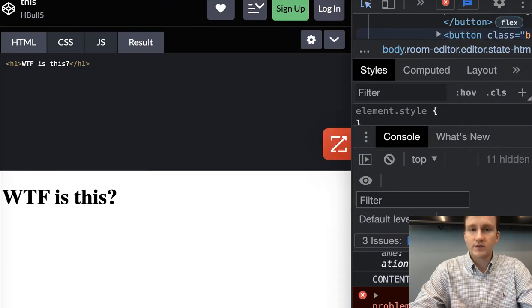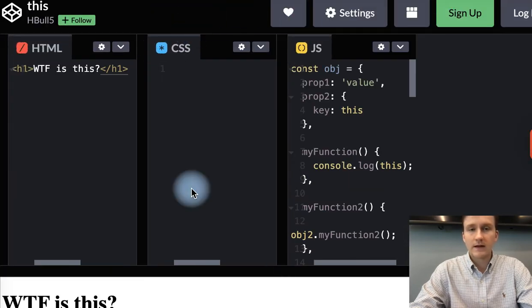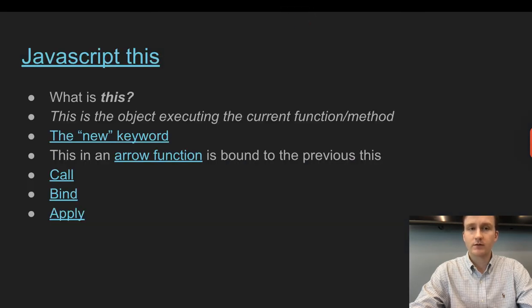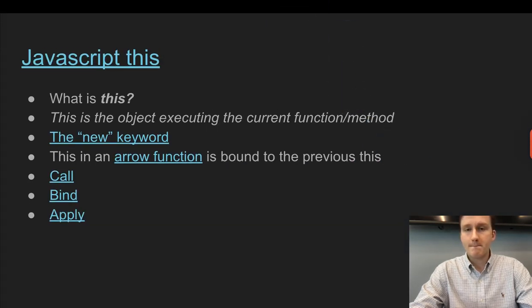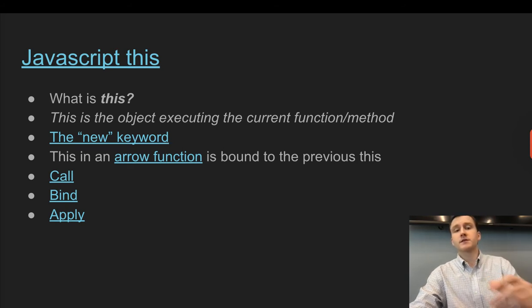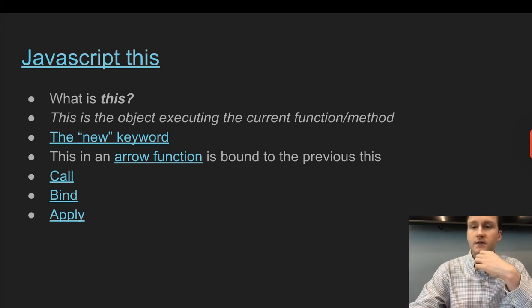We'll take a look at a simpler example. This one is highly confusing, very complicated. It's something that you can look at. It's more advanced. We'll take a look at a simpler example. All right. So what is this? This is a self-reference to an object. It refers to an object that calls itself.